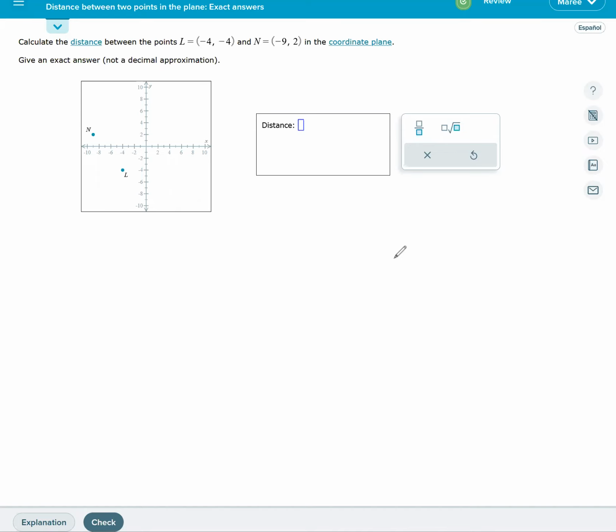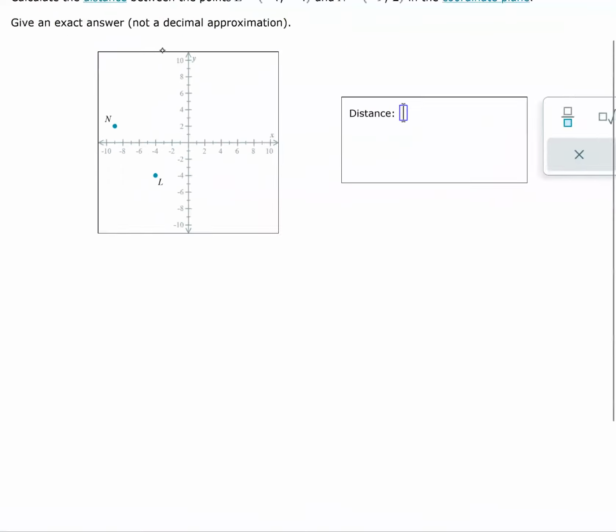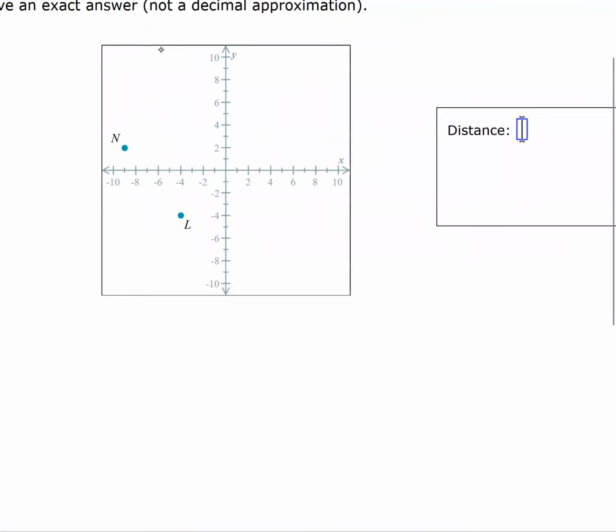So when you have 2 points in the plane, and they actually plot them for you, when we're finding distance, we're actually looking at the Pythagorean theorem, where a squared plus b squared equals c squared.